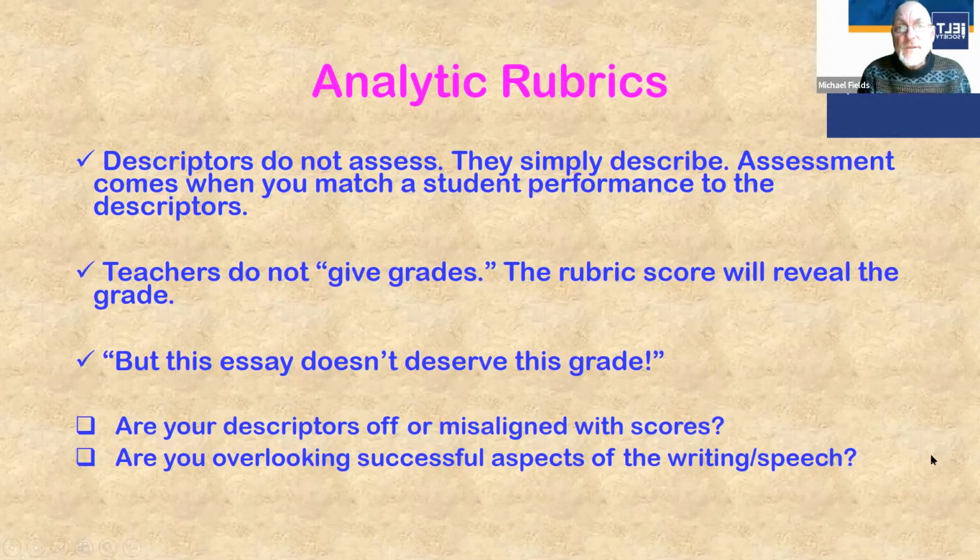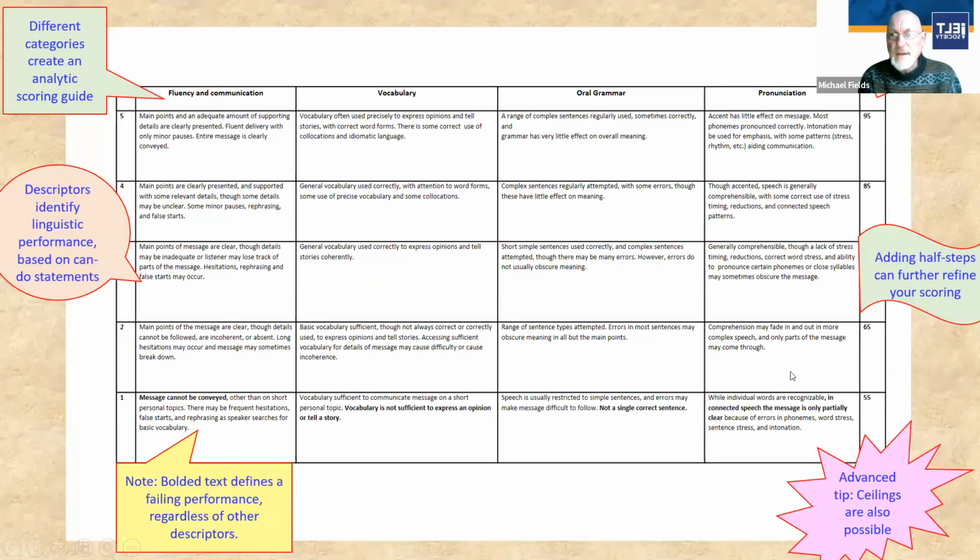Descriptors themselves do not assess. So the descriptors are what was in each of those little boxes. The descriptors themselves do not assess. They simply describe. The assessment comes when we match a student performance to the descriptors. And that's really what we need to do. And I think that's sometimes, for people a bit less familiar with rubrics, and probably none of you are in that place, I think sometimes people use these as checklists, and they feel like they have to go through each and every one of these descriptors and be able to say yes to each and every one of those descriptors.